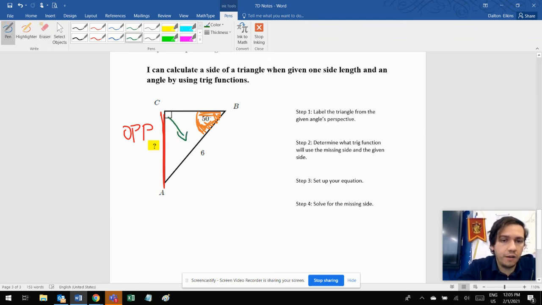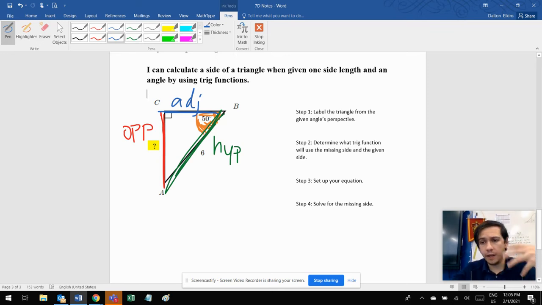Then across from the right angle is the hypotenuse side. And then the last side that we have, the side that's next to the angle but not the hypotenuse, is called the adjacent side, ADJ. Okay, so that's step 1. We labeled the triangle from angle B's perspective. Remember, we know angle B, it's 50 degrees. We want to figure out this side right here. So that's step 1. Just put a little check there.